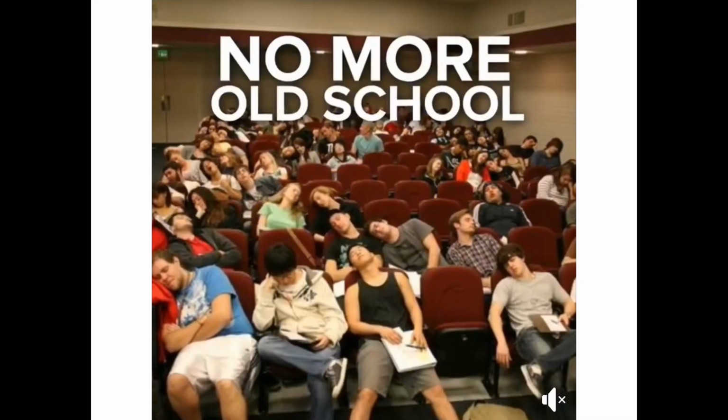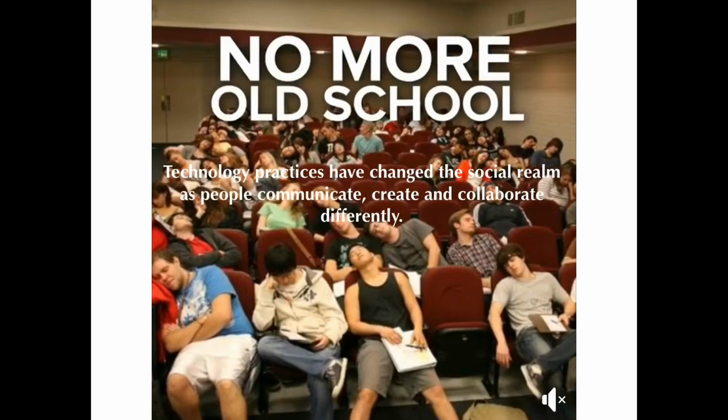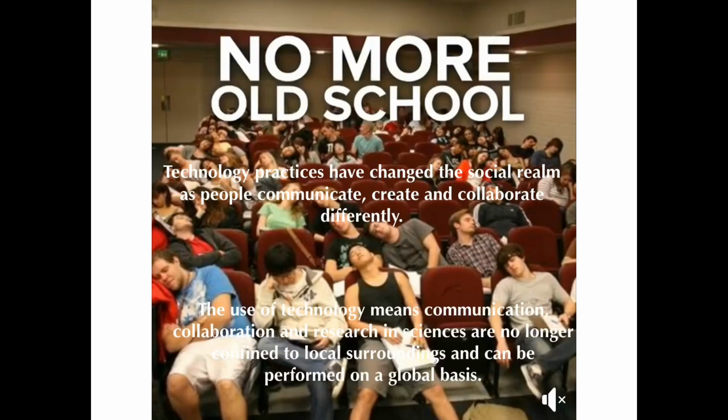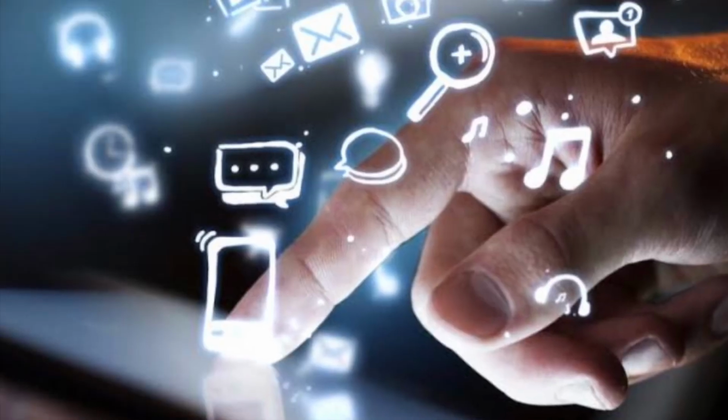There are a number of reasons for incorporating multiliteracies in science. Technology practices have changed the social realm as people communicate, create and collaborate differently. The use of technology means communication, collaboration and research are no longer confined to local surroundings and can be performed on a global basis.